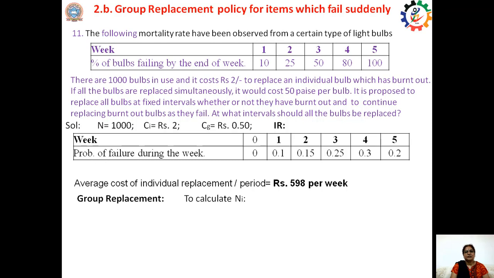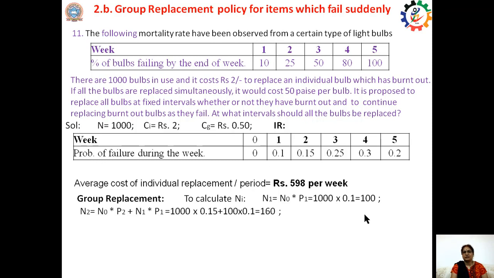So we'll see. To calculate N1, N1 is equal to N naught into P1. N naught is 1000, P1 is 0.1. From here we get 100. That's how we get N1. N2 should have two terms, start with N naught, end should end with P1. The first P should have suffix equal to this, it keeps reducing. This I will not explain again and again. Just will substitute. N naught is 1000, P2 we get from the second period probability 0.15 plus N1, you got the answer 100, and P1 is 0.1 first period probability. So you get 160.